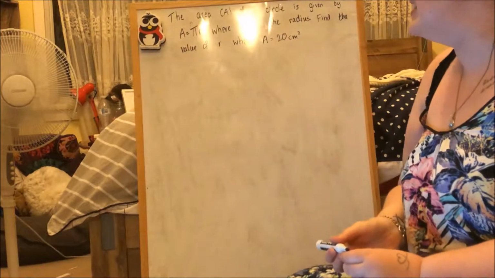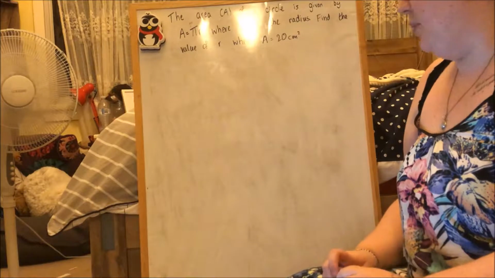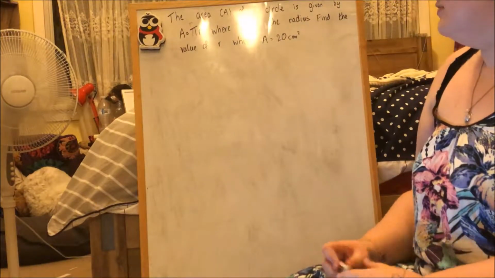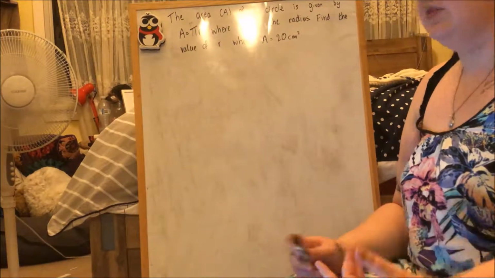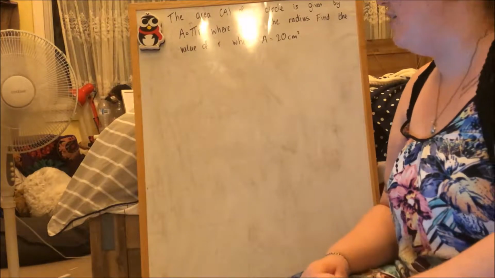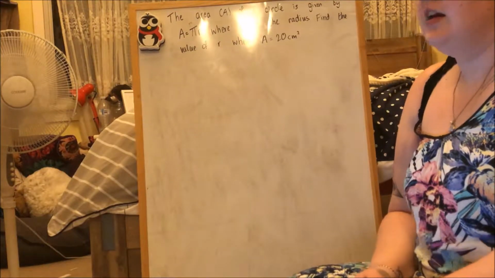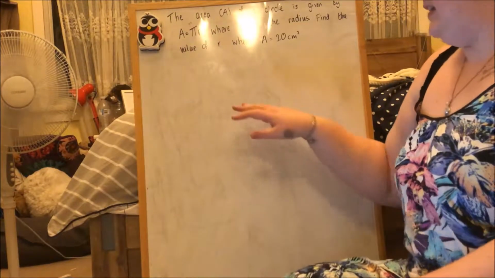So our question is, the area A of a circle is given by A equals pi r squared, where r is the radius. Find the value of r when A equals 20 centimeters squared. Now this shouldn't be a new formula for us because we all know how to find the area of a circle. So if you're sat there thinking, what is the area of a circle? Then go and do that before you read this.